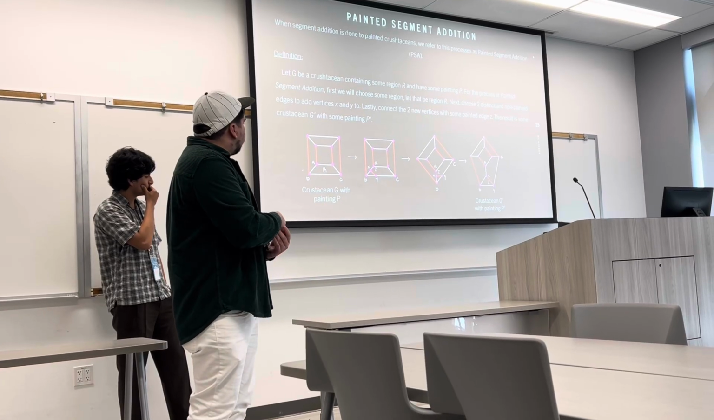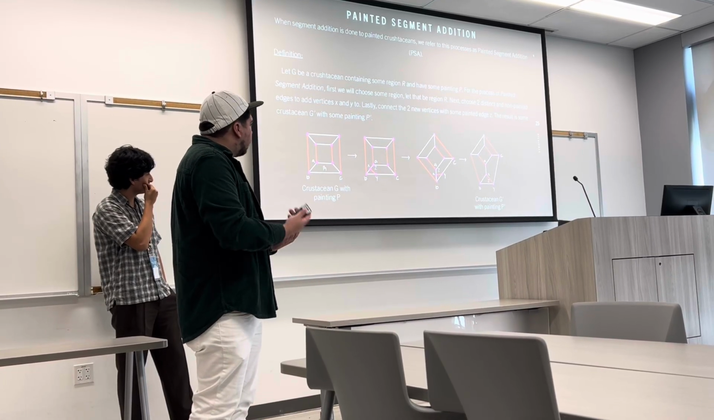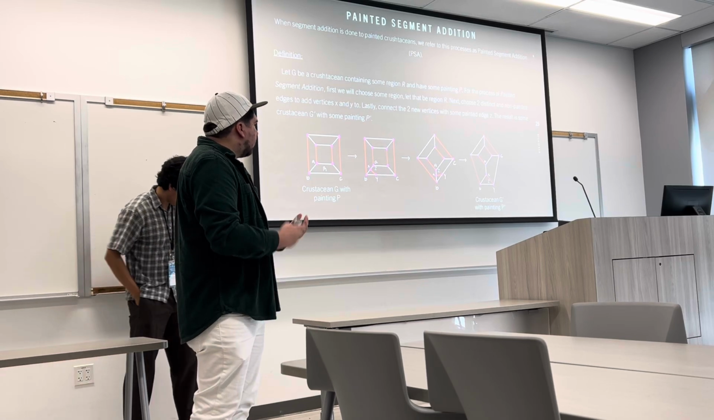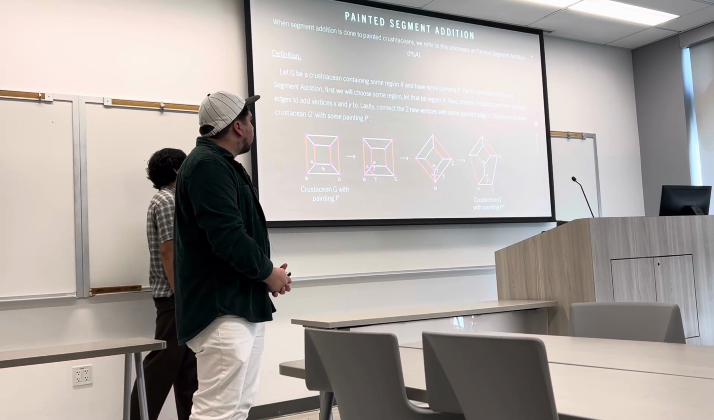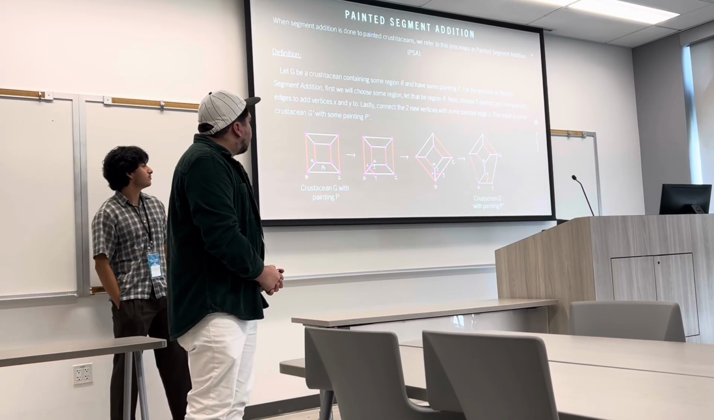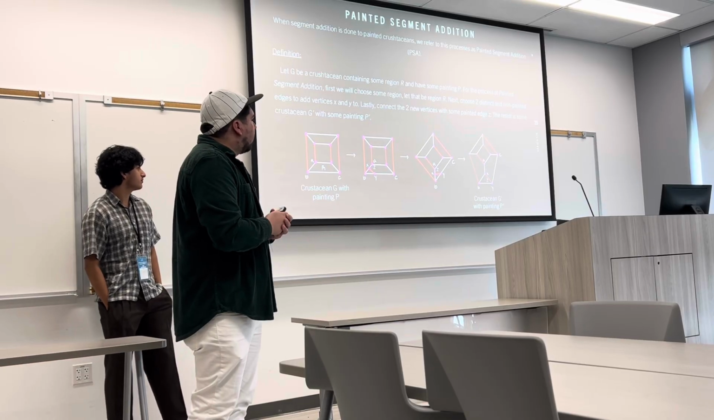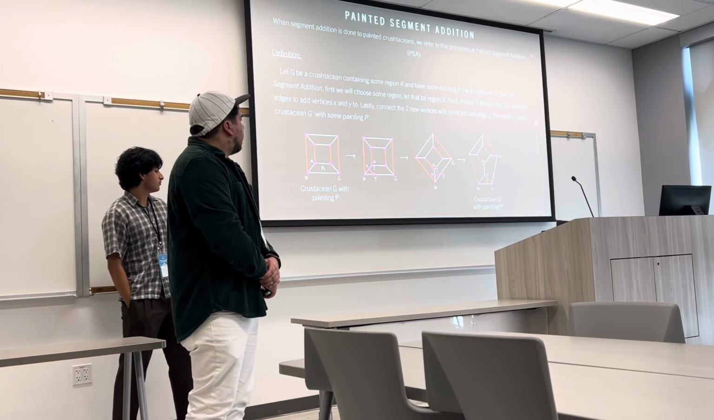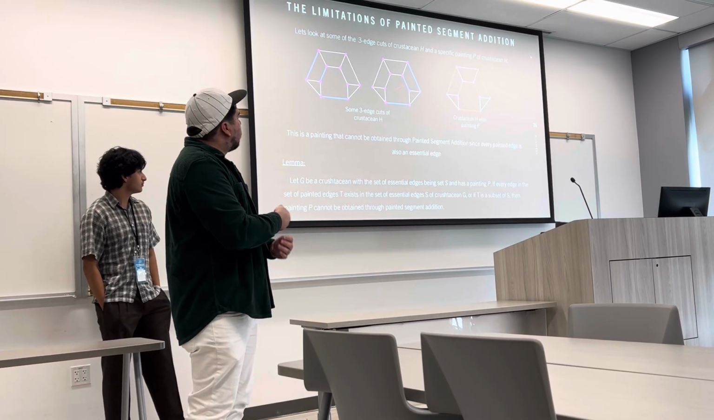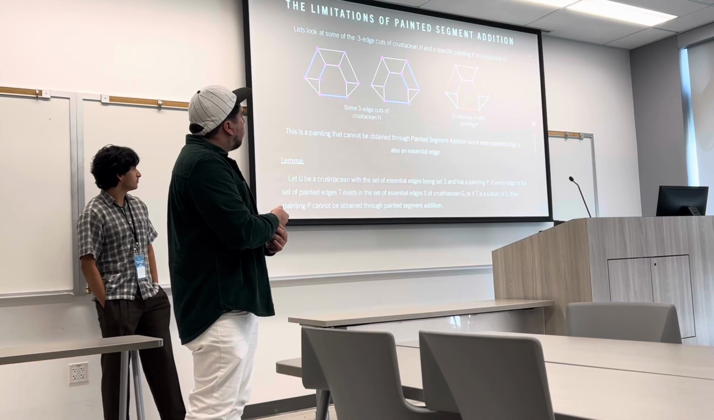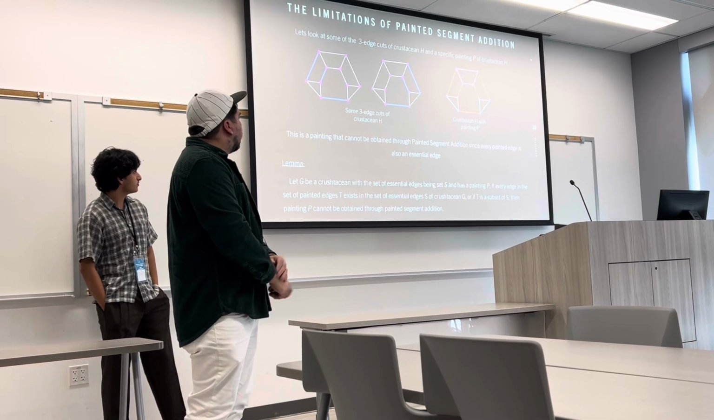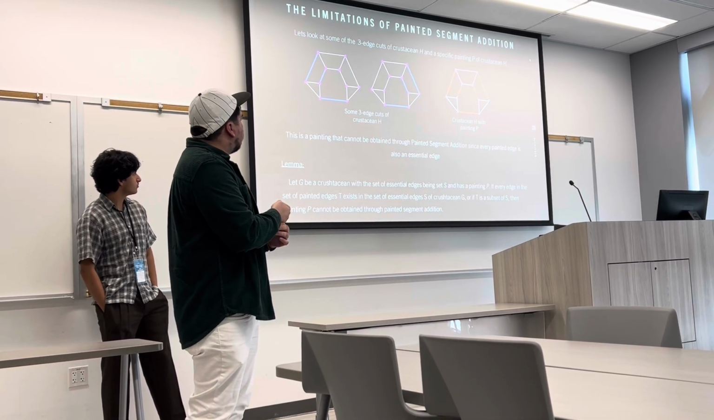Here is an example of the same crustacean, just with a specific painting. We get a crustacean and a new unique painting to it. And when doing this, we found that there were some limitations with it. An example is with this new crustacean. On the right, we have a painting of the crustacean, and on the left, we have 3-edge cuts.